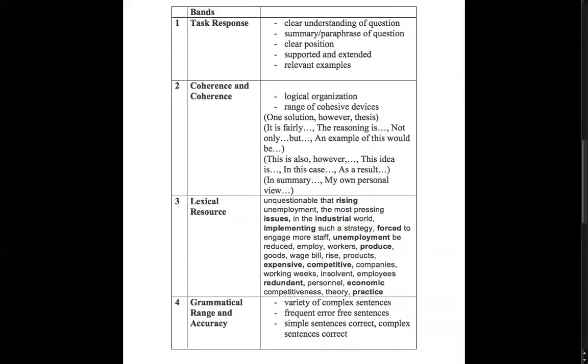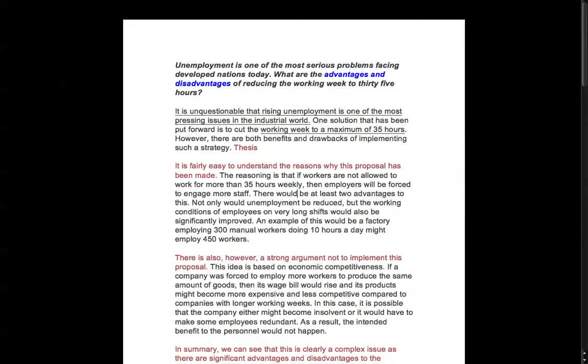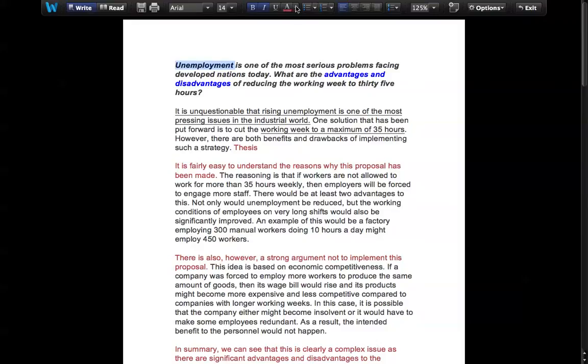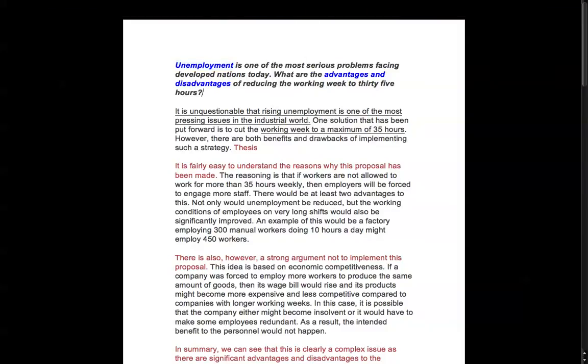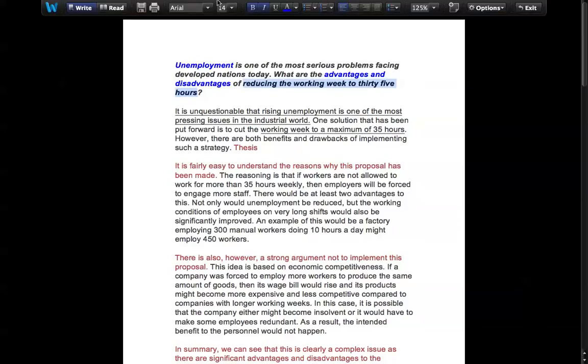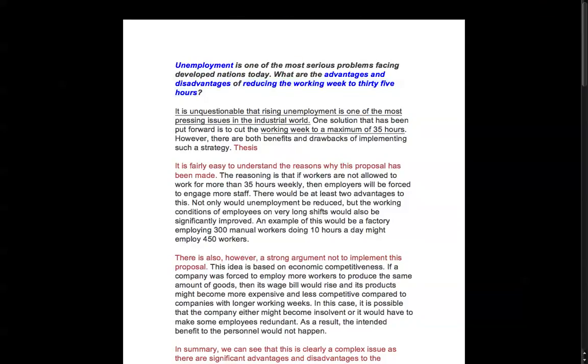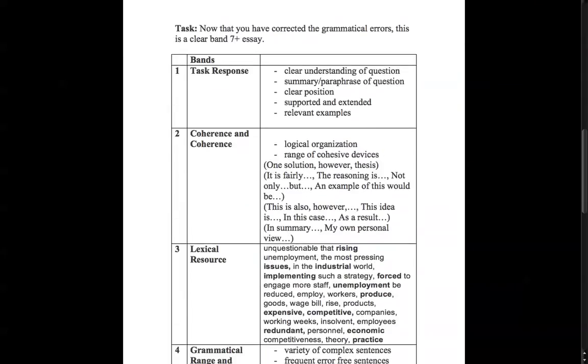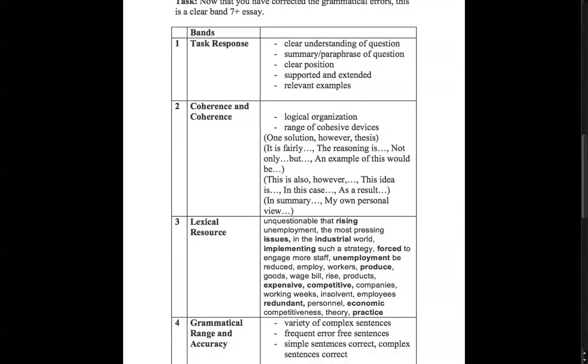Let's have a look at task response. So number 1, there is a clear understanding of the question. Not only is the question talking about unemployment, which is the key word here, but it is talking about reducing the working week to 35 hours. This is addressed very clearly in the introduction. There is a summary and paraphrase of the question in the introduction. The position is clear throughout. It is supported and extended in every paragraph, and there are relevant examples which are developed in each body paragraph. So for task response, it is a clear band 7.